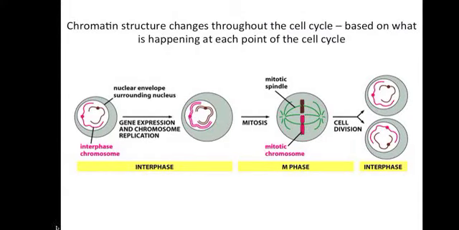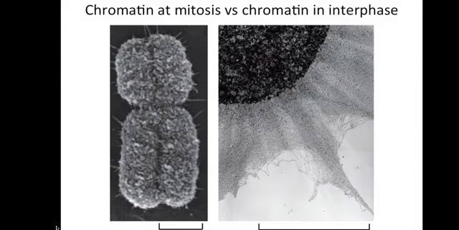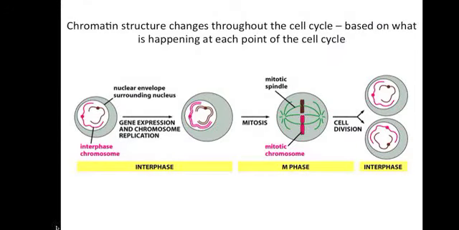Chromatin structure changes throughout the cell cycle based on what is happening at each point of the cell cycle. I want you to really understand this is dynamic. It's in response to what the cell is doing at the time, right? So during interphase, you have more open chromatin, you'll have gene expression and you're having chromosome replication. And then as you go into M phase, you're going to have condensed chromatin, so not really any significant gene expression. You'll have cell division, and then you'll have this more open state of chromatin.